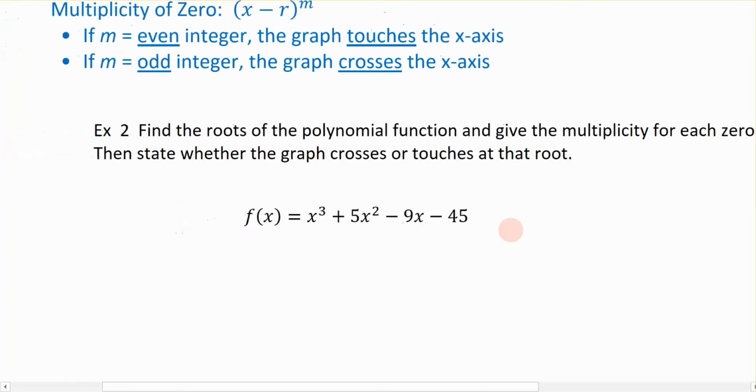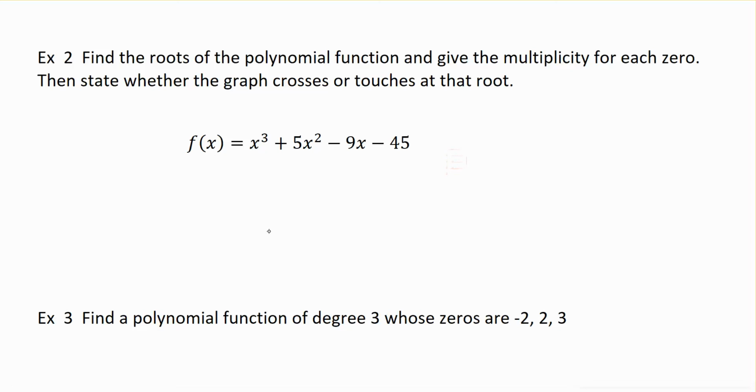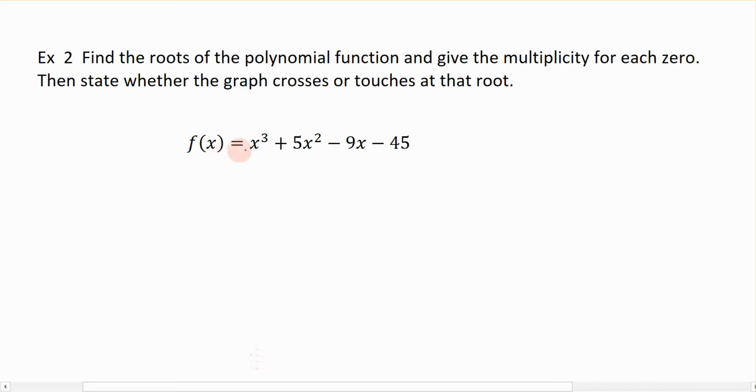So we are given, in this first example right here, the function with these four terms. And what I want to do is find out what the multiplicity is for each of the zeros, and then determine whether it crosses or touches. So how do I start? Well, in order to find out what the zero is for the function, again, that's the real zero, we have to solve this function. Now, how do I solve a function that has four terms?